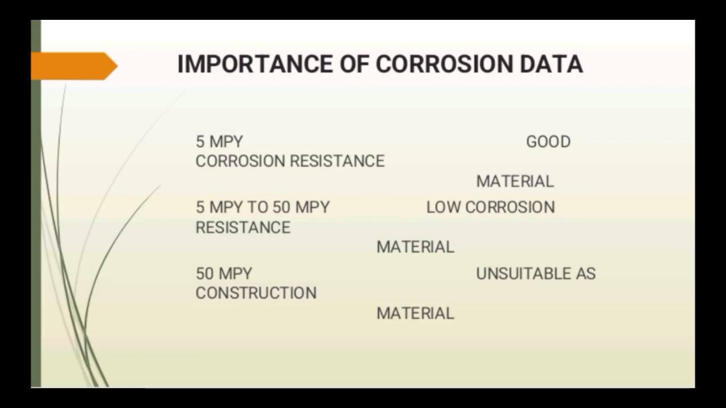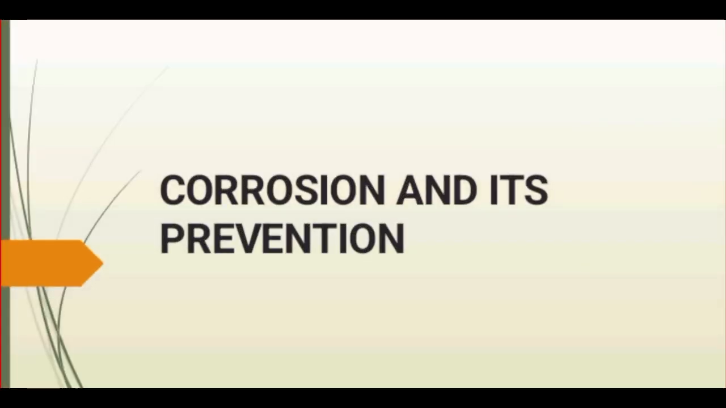Next is the importance of corrosion data. Understanding corrosion data is vital for material selection. For example, materials with a corrosion rate of 5 mpy are considered good, while those exceeding 50 mpy are not suitable for construction purposes. Corrosion is a significant challenge in material science and engineering. By understanding its causes and implementing effective prevention strategies, we can extend the lifespan of materials and structures, so that we can apply this corrosion prevention knowledge for future reference.